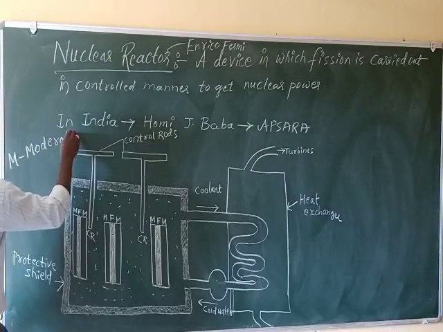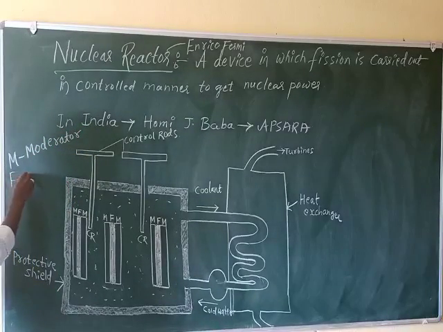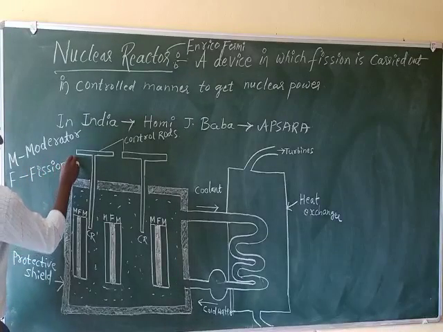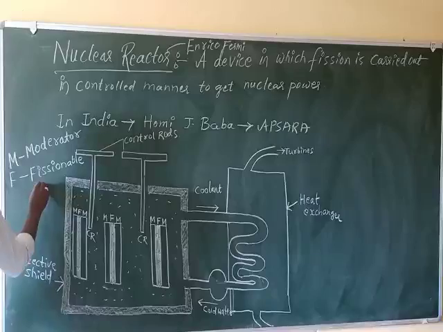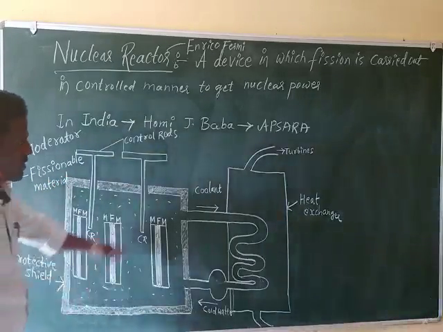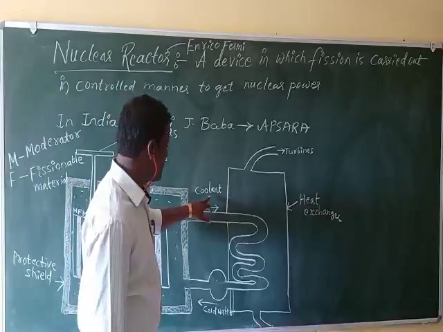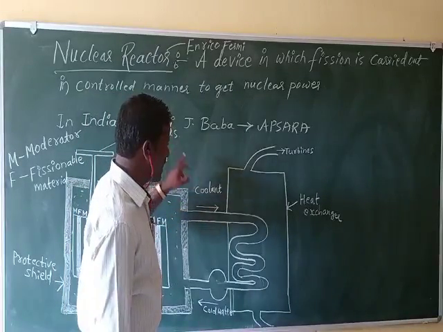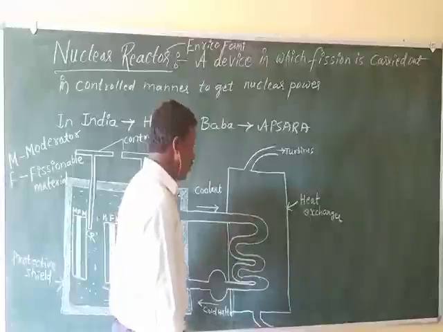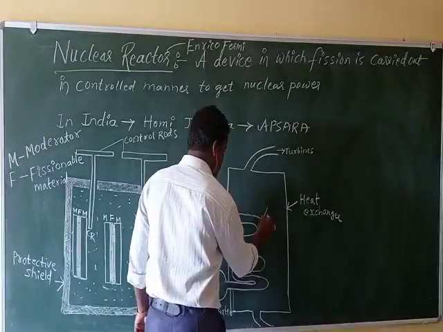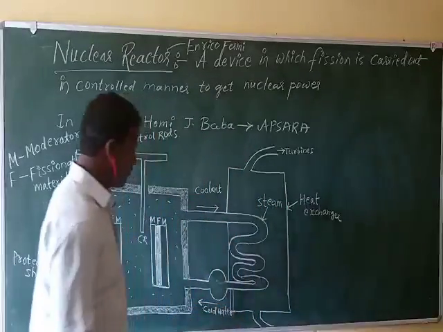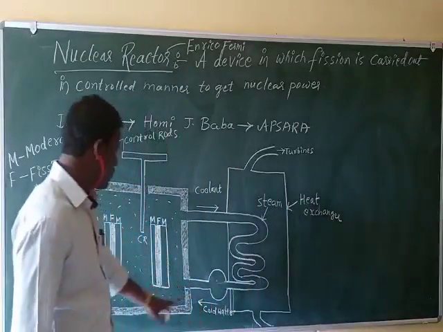What is the meaning of M? Moderator. F stands for fissionable material. Next comes the coolant system. Coolant is another part of the nuclear reactor, and this whole part is the heat exchanger. What is present here? Steam is present. Steam flows through here. Here, once again, is cold water.